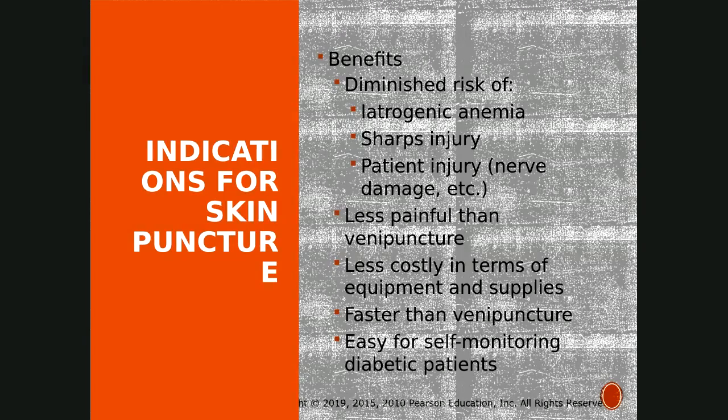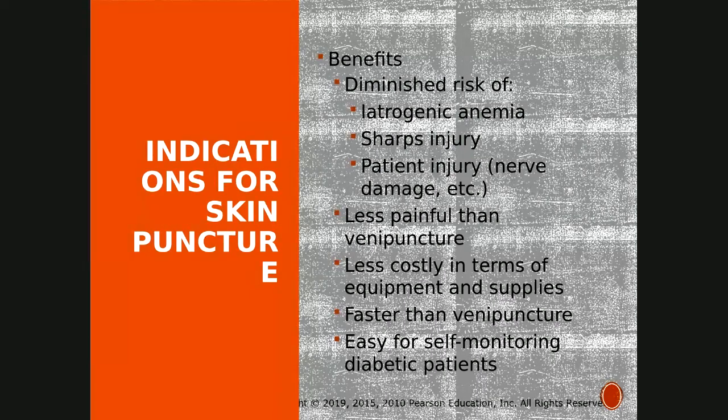Benefits is diminished risks of iatrogenic anemia, which is an induced anemia by drawing too much blood from one patient at a given time. Sharps injury, patient injury, less painful than venipuncture, less costly in terms of equipment and supplies. It is faster than a venipuncture and easy for self-monitoring diabetic patients.